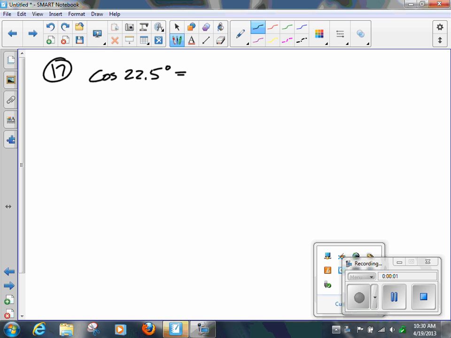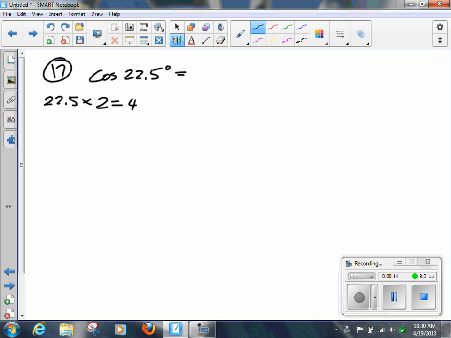All right, so we got cosine of 22.5. That means we got to do a little work ahead of time. We'd already worked with this angle yesterday, so we know that 22.5 multiplied by 2 is going to be 45, right? So that means I'm going to use cosine of 45 over 2. What else do we have to know about this? It's going to be in the first quadrant, which means everything's positive, thank goodness.